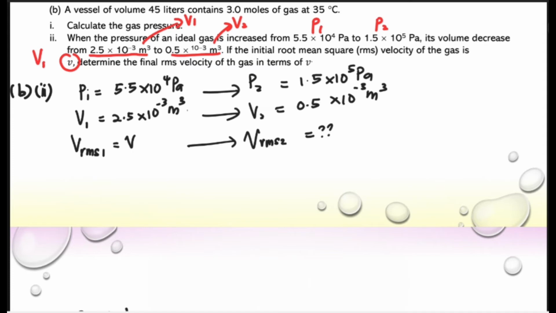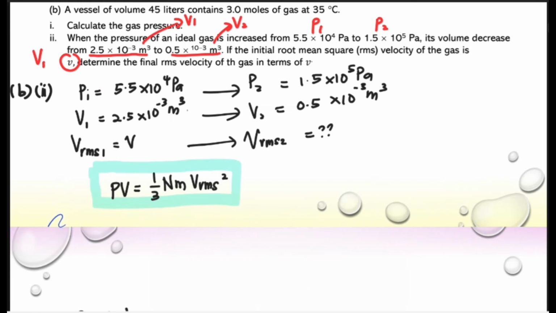Okay, so based on this information, I will use the equation PV is equal to 1 over 3 N M VRMS squared. This formula is given at the front in the list of equations in the question paper, so you can just use this equation. Alright, so we want to find VRMS 2. It's a bit tricky here, but we can try to rearrange this equation first.